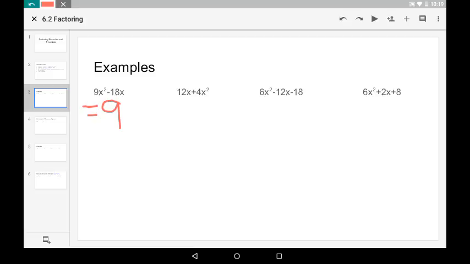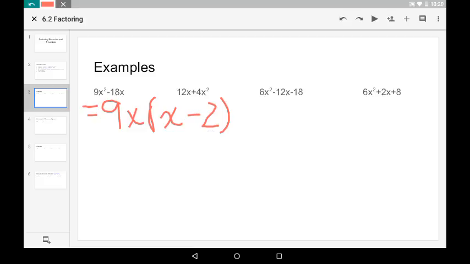Out of my variables, I have an x squared and an x, so that means I can take an x out of each term. So to the left of my bracket, I'm going to take 9x. Inside my bracket, out of this first term, 9x squared, if I've taken out 9x, all that remains is that second x. So 9x times x is 9x squared. So if I take out 9x, I'm left with x. Then I have a negative sign. And if I've taken 9x out of 18x, all I'm left with is 2. I've taken 9 out of the 18, so 9 times 2 is 18, and I've taken the x away, so that's all that's left.